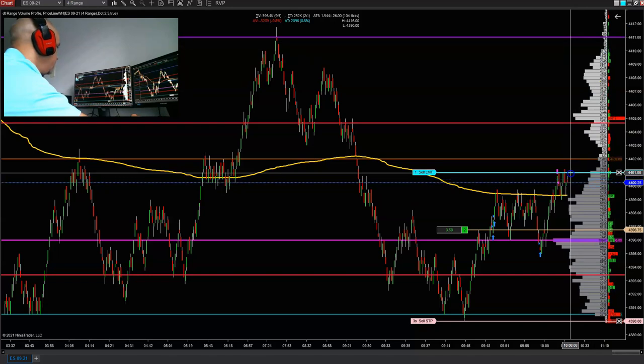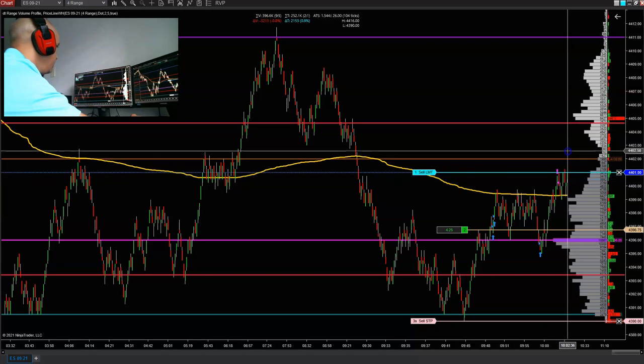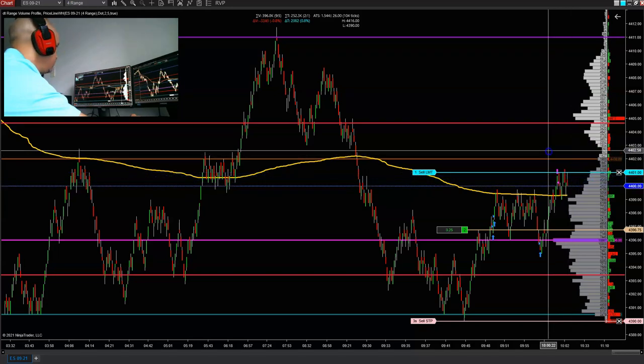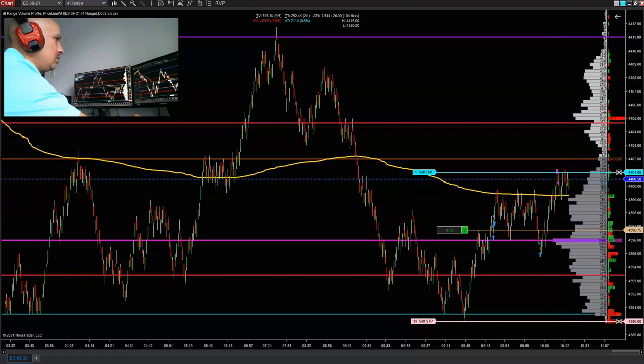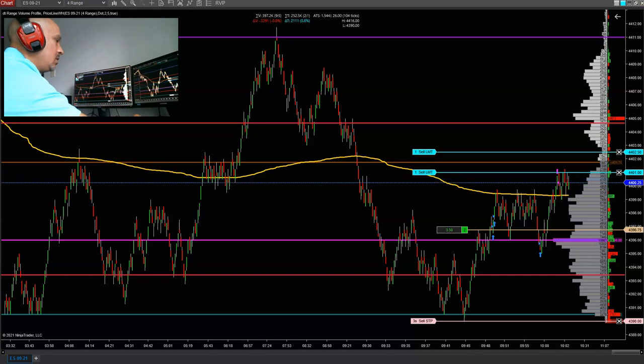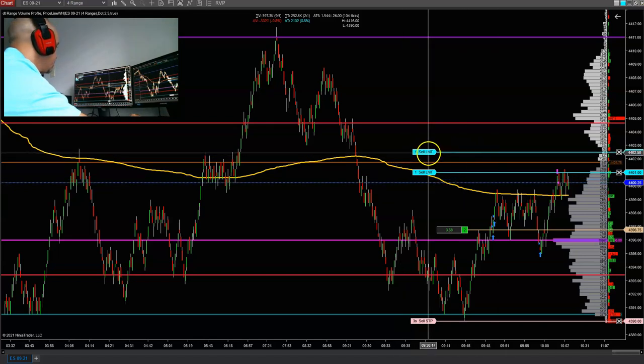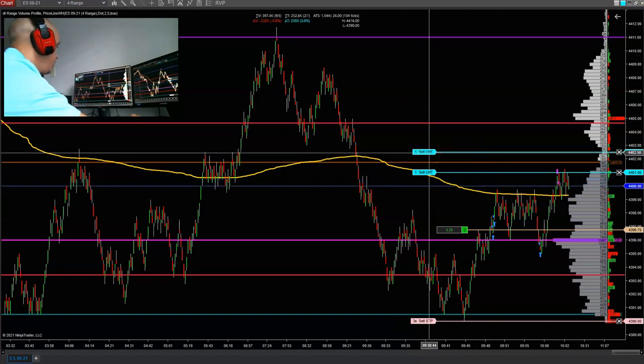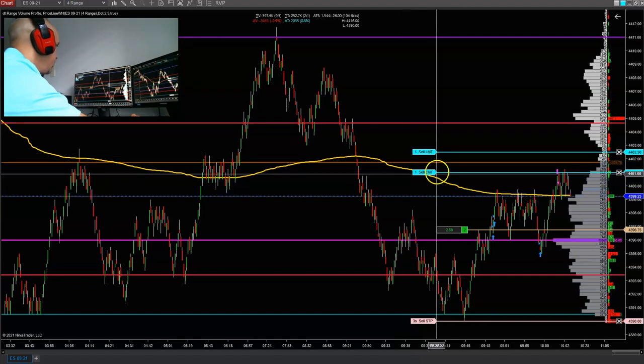I put this contract here for take profit at this area here, because it's already retested that area once. And we'll leave this last contract sitting out here at 4402. Oh, it hit it and didn't feel it.